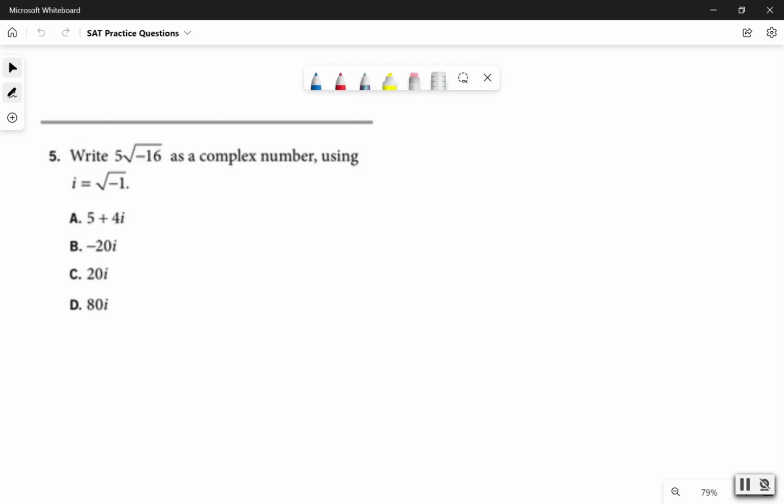Today we're going to be taking a look at an SAT math practice problem. Here we're given: write 5 times the square root of negative 16 as a complex number, if we know that i is equal to the square root of negative 1.